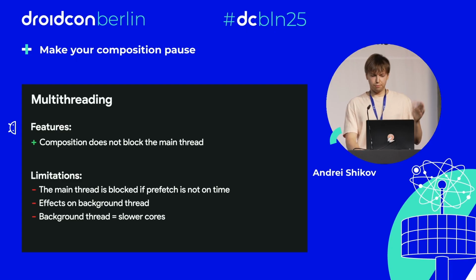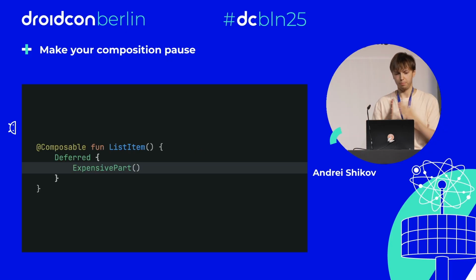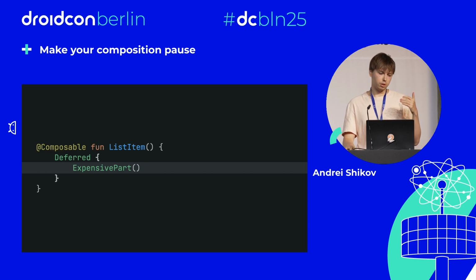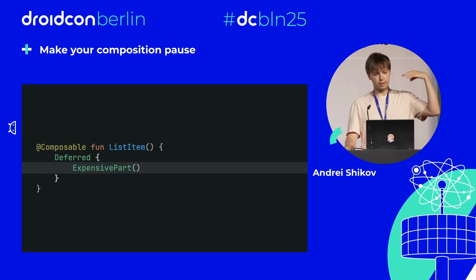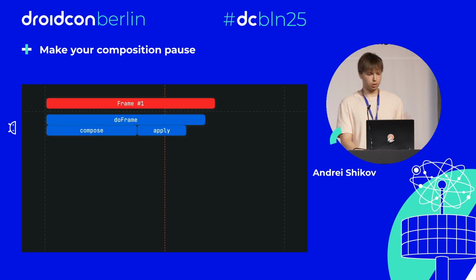But multi-threading is still kind of an interesting idea. We will shelve it for now and try to do something else. Something else is called deferred content. The idea here is to try to split composition into multiple parts. We have this deferred primitive here, which, if you see how composition runs, accepts a lambda. The expensive part would be scheduled separately. So we will get to this part, execute the deferred composable, and then say, OK, everything else inside of it later. So instead of this, we do this.